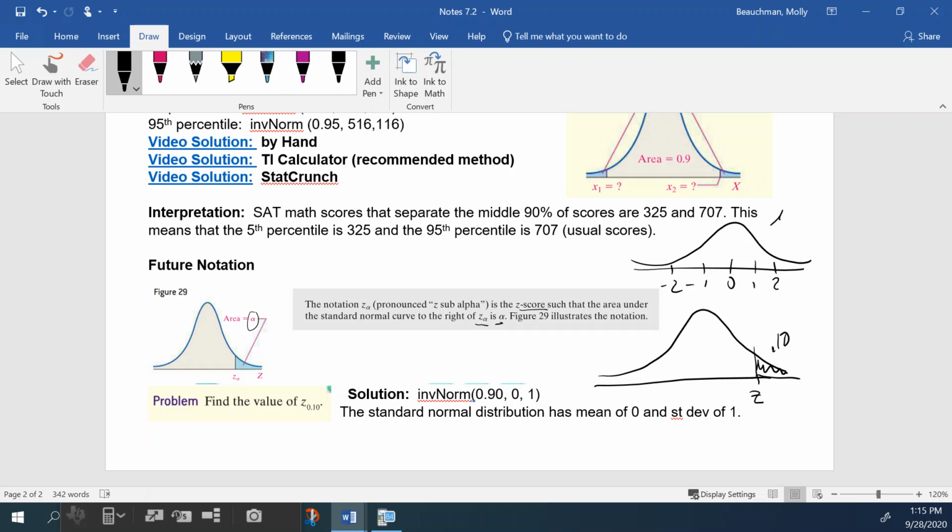So mean of 0, standard deviation of 1. To find the area to the right, or if we know the area to the right and we want the Z-score, we want to know how many standard deviations from 0 we have to go to the right for an area of 0.1. So inverse normal is what we're going to use. We're using 0.90 because that's the area to the left. Remember, that's what the calculator wants. 0 is the mean, 1 is the standard deviation.